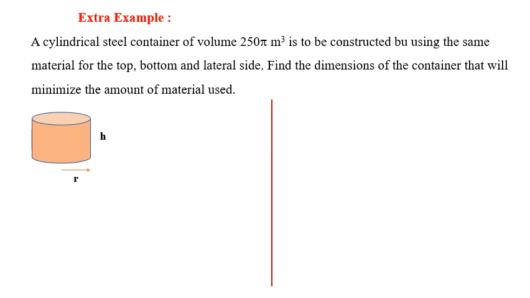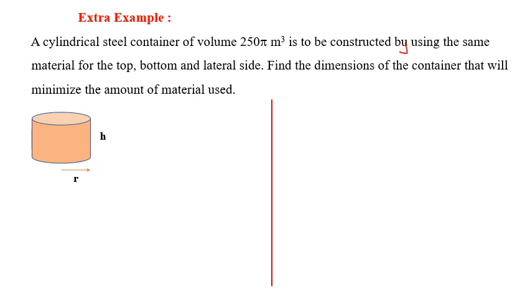A cylindrical steel container of volume 250 pi meter cubed is to be constructed by using the same material for the top, bottom, and lateral side. Lateral means the side. Find the dimensions of the container that will minimize the amount of material used.